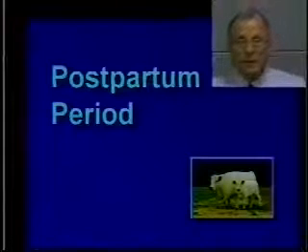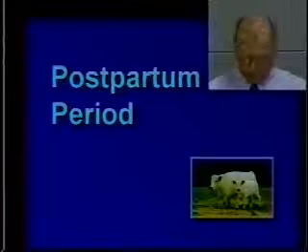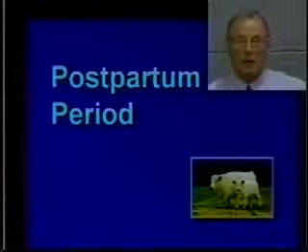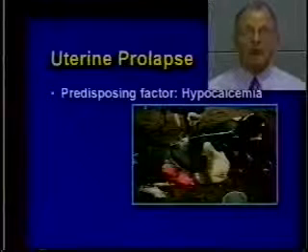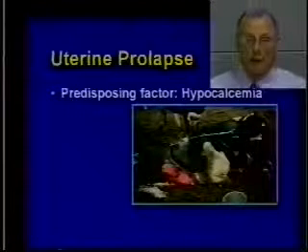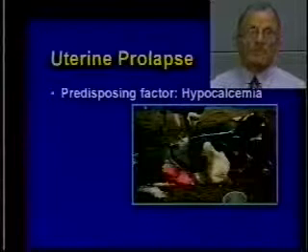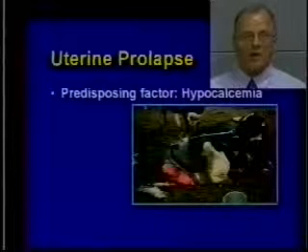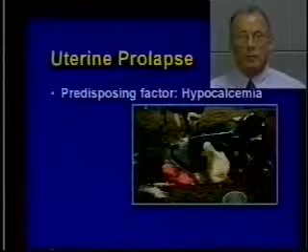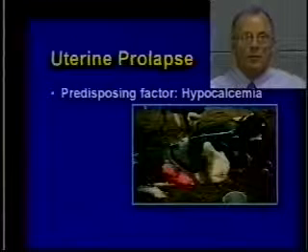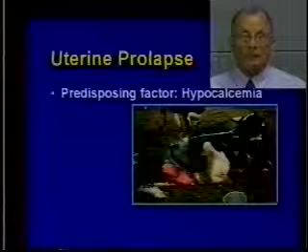Well, the postpartum period, or the puerperium sometimes called, is a very critical time in the life of this transition cow. Tremendous changes take place, and there are things that can happen immediately after calving, such as prolapse of the uterus. This happens in cows that have very poor uterine tone, say as a result of hypocalcemia, the most common predisposing factor, and it can come out very, very rapidly.